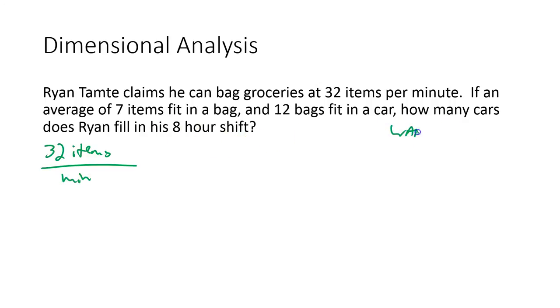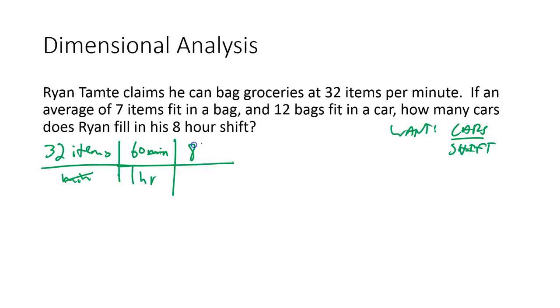So we want cars per shift, and we have all of the conversion factors that we need in here. So 32 items per minute. Let's take care of getting the time to a shift first. So we know 8 hours are in a shift. So we got to get to hours first. There's 60 minutes in 1 hour. So the minutes go away. And then 8 hours in one shift. So the hours go away. So now we have shift on the bottom, which is what we want. So we've got that all taken care of.